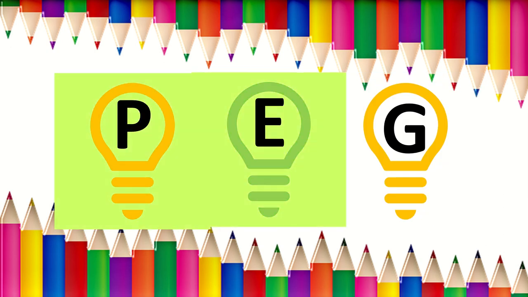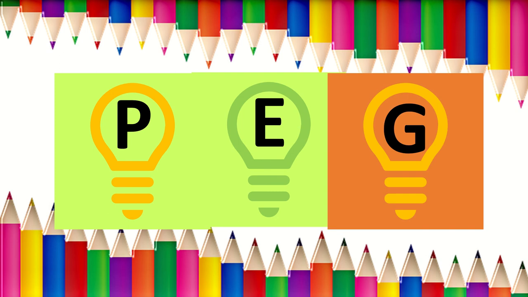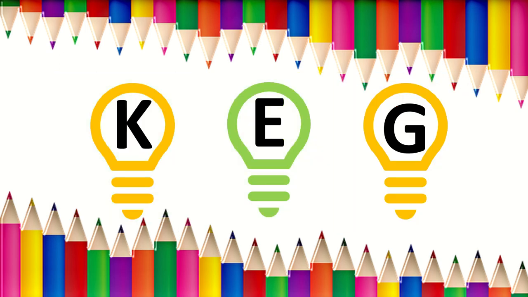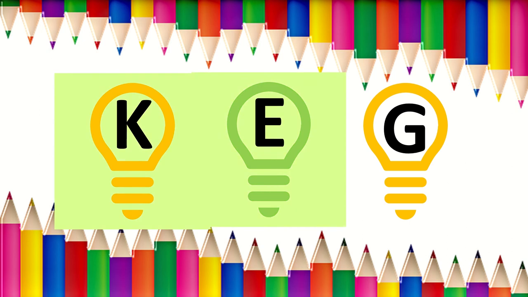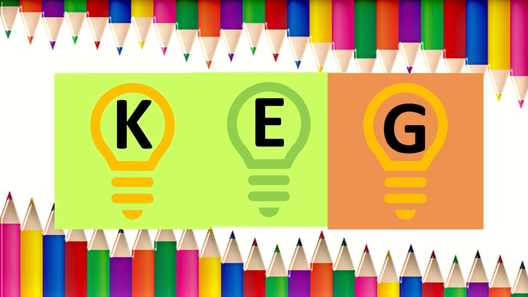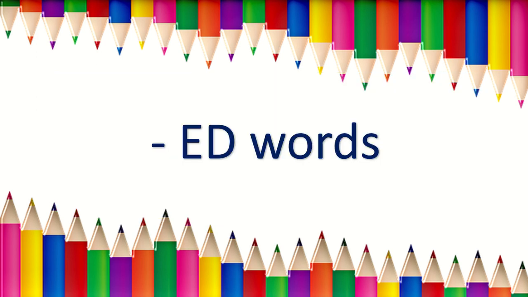P-E-P, P-E-G, peg. P-E-G, peg. K-E-K, K-E-G, keg. K-E-G, keg. Next set of words is E-D words.